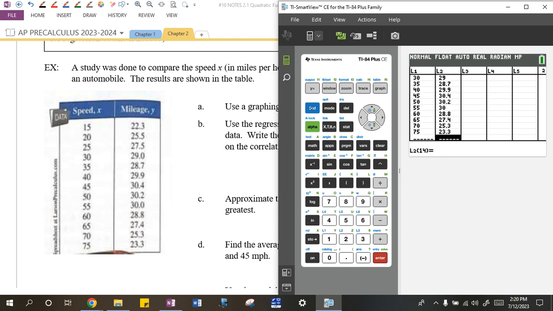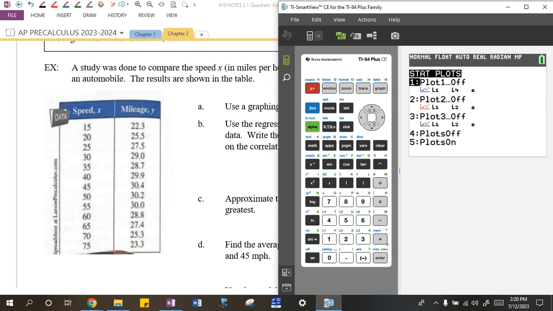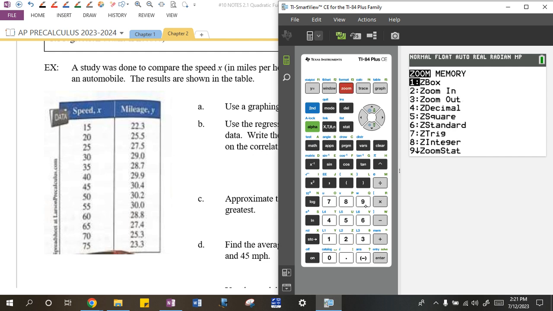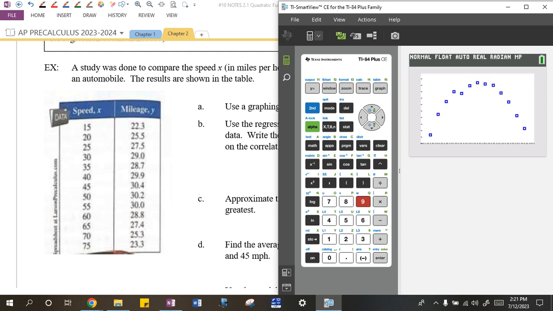And then type in the mileage into L2. Remember to go to second y equals and turn on the stat plot. Also set it up so that the x list is L1 and the y list is L2. So I need to do second 2 to make that happen. And then zoom 9 for stat.